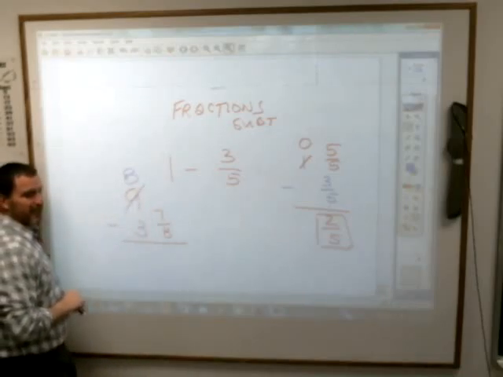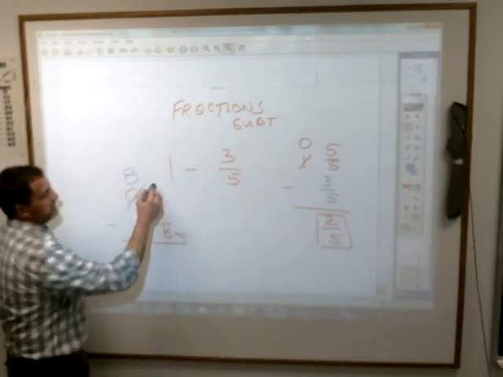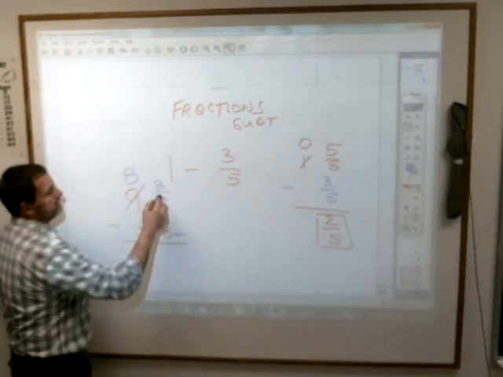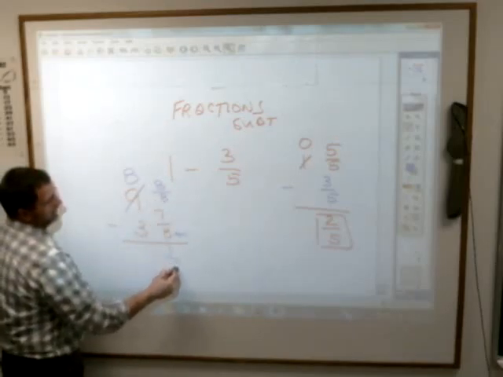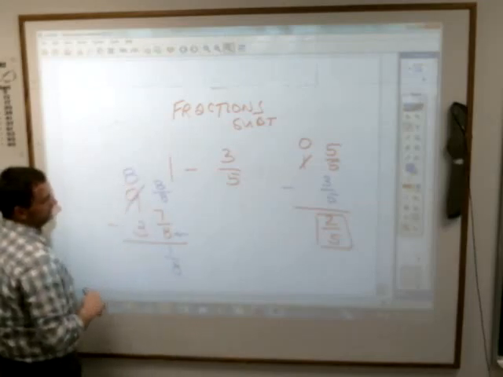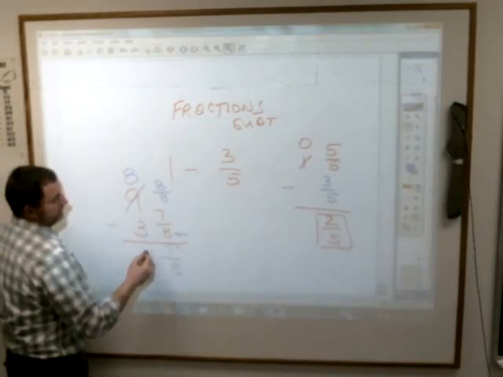How do I know it's 8/8? What tells me it's 8/8? This number down here. Whatever this number is, you put it over this number over here. 7/8 from 8/8 is 1/8. And 3 from 8 is 5. So you get 5 and 1/8.